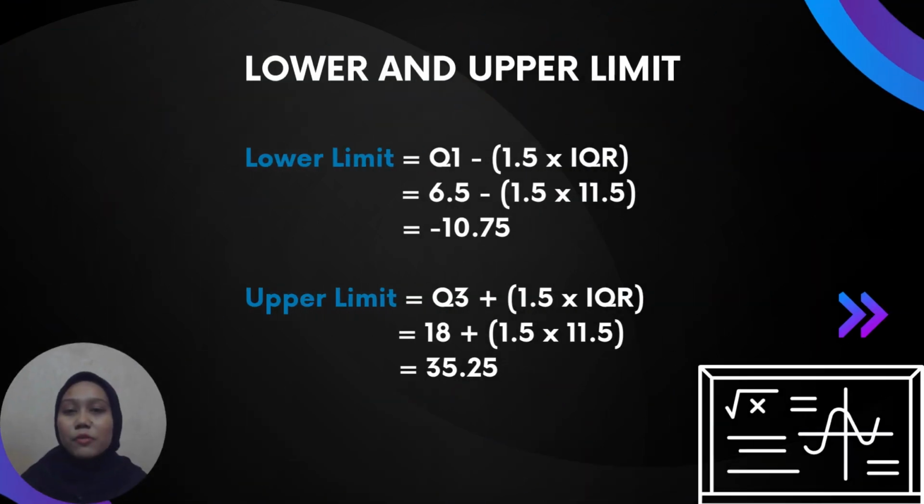Now we need to find the lower and upper limit. For the lower limit, we use the formula quartile 1 minus 1.5 times the interquartile range, and we got the answer for the lower limit is negative 10.75. And for the upper limit, we use the formula quartile 3 plus 1.5 times the interquartile range, and we got the answer for the upper limit is 35.25.